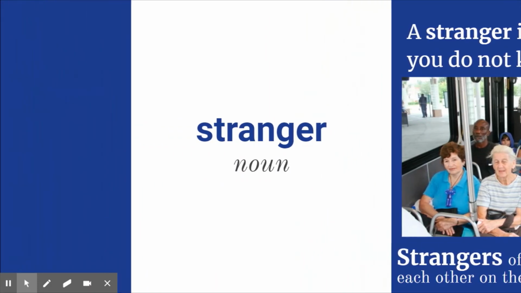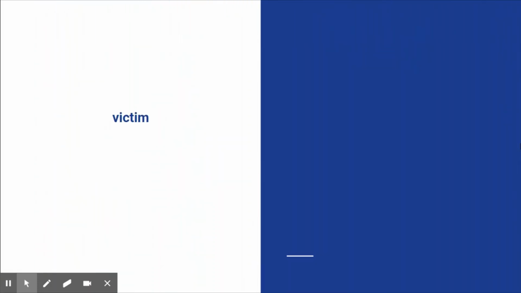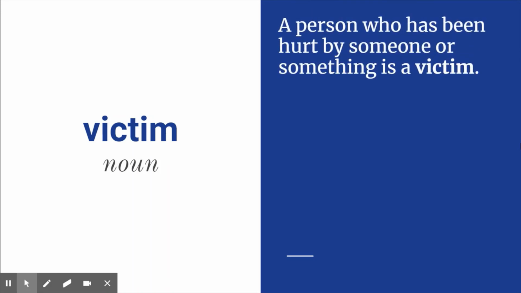Okay, we're almost there. The next word is victim, and victim is a noun. Let's go ahead and practice our pronunciation. Victim. Good. One more time. Victim. Okay. So a person who has been hurt by someone or something is a victim. Okay, let's go ahead and read it. A person who has been hurt by someone or something is a victim. Can we read it together again? A person who has been hurt by someone or something is a victim.